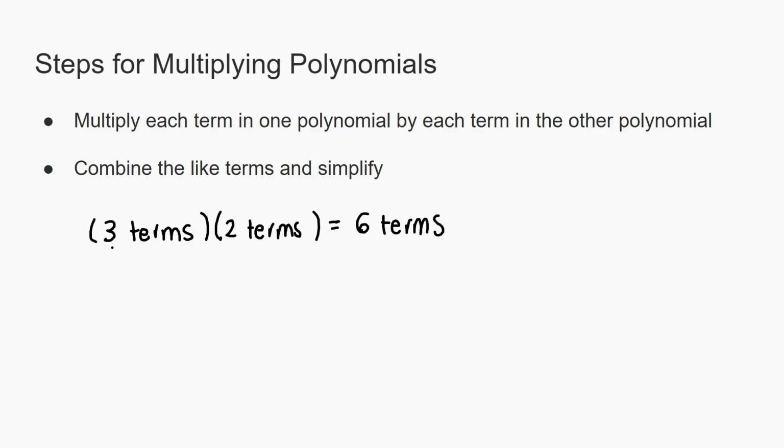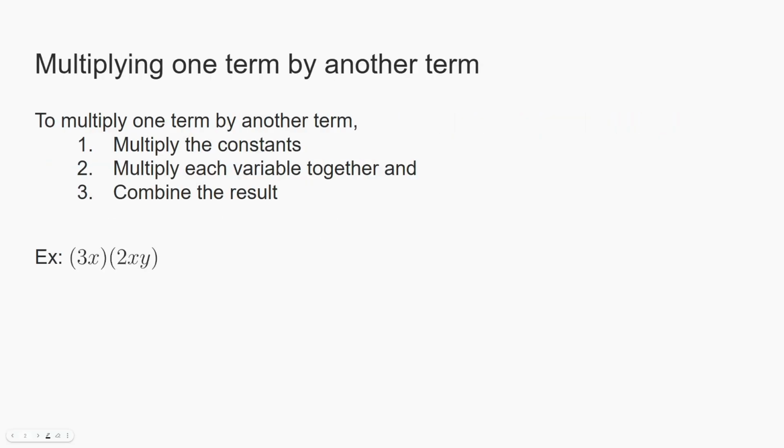Because all 3 of the terms in the first polynomial need to be multiplied with the 2 terms in the second polynomial. Now, let's go over how to multiply one term by another term. Our first step is to multiply the constants. Our second step is to multiply each variable together. And our last step is to combine the results.